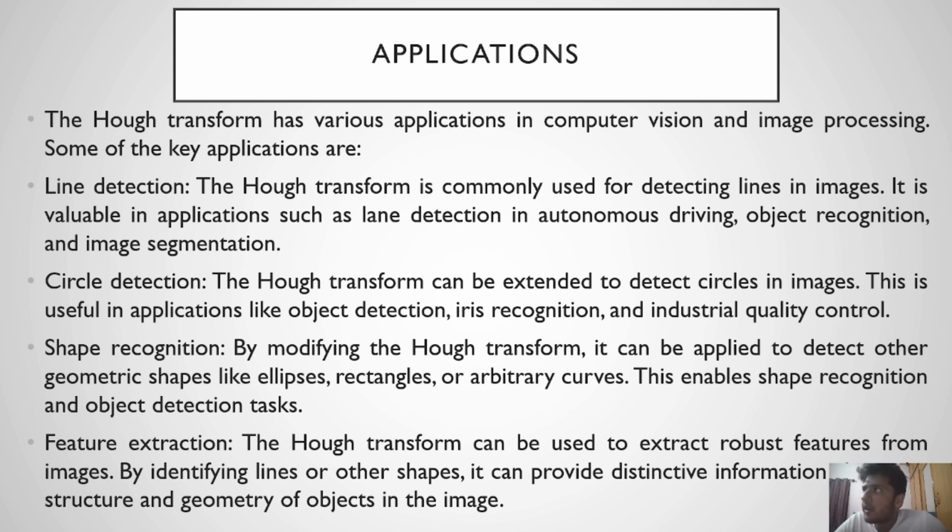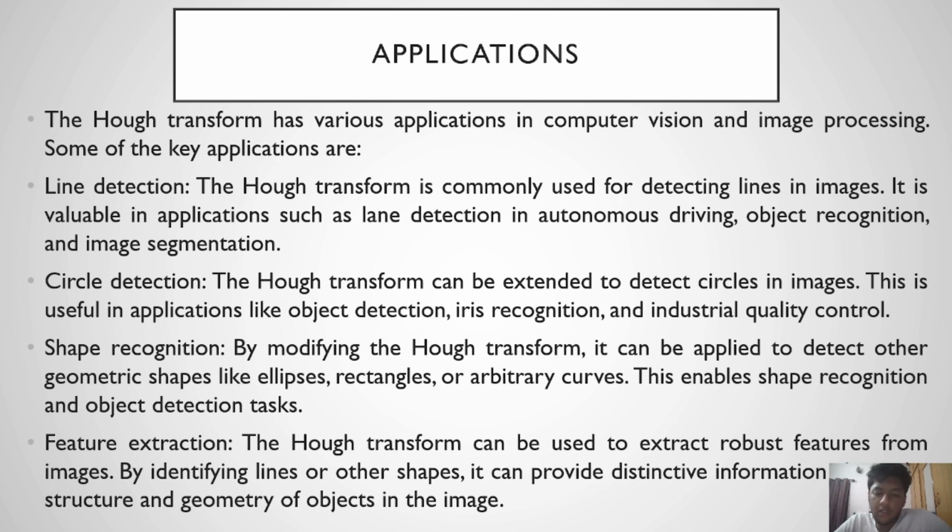That is, over a period of time, it was developed to detect these kinds of shapes as well. This is useful in applications such as object detection, iris recognition, and industrial quality control. Coming to shape recognition, by modifying the Hough transform, it can be applied to detect other geometric shapes such as ellipses, rectangles, and arbitrary curves, and it is performed as a set of intersecting lines. This enables shape recognition and object detection tasks.